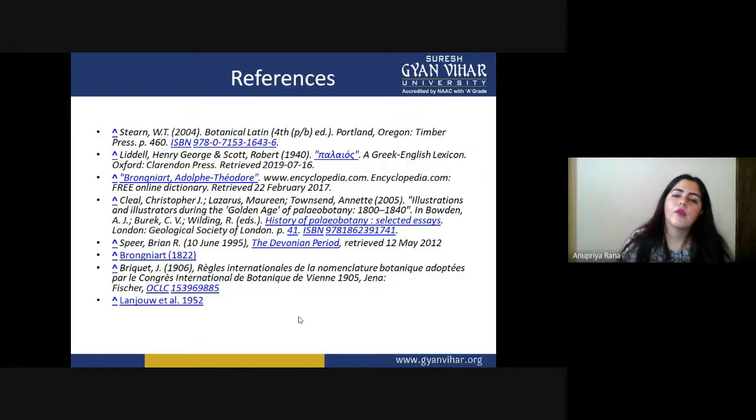Still, if you have a problem, you can go through these references. They will help you much, because they have details about paleobotany, as paleobotany deals with the fossil studies of botany, or you can say it is a branch of botany which deals with fossil plants. So I think that's complete for the fossil plants.